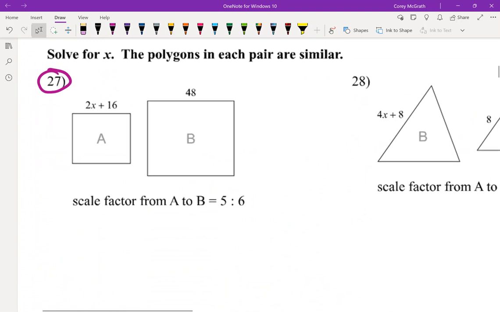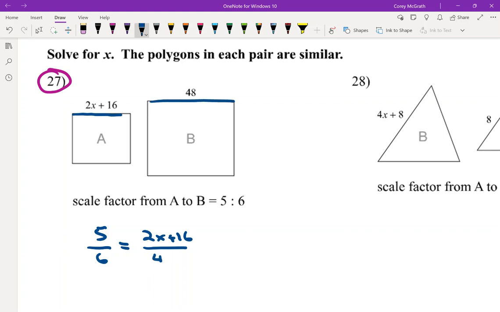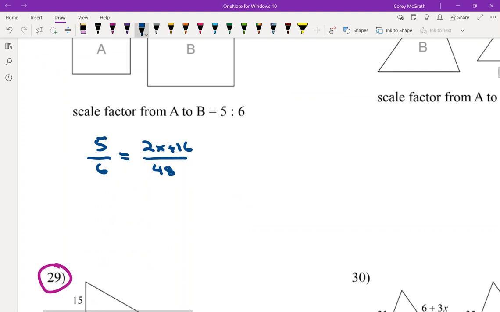Okay, let's go over here. Again, it's just that ratio stuff, so I want the student to be able to write the ratio from A to B is 5 to 6. Up here, the ratio from A, 2x plus 16, to B, which is going to be your 48. It doesn't matter, same color, we get it. 48 there, and then you just solve that proportion there.